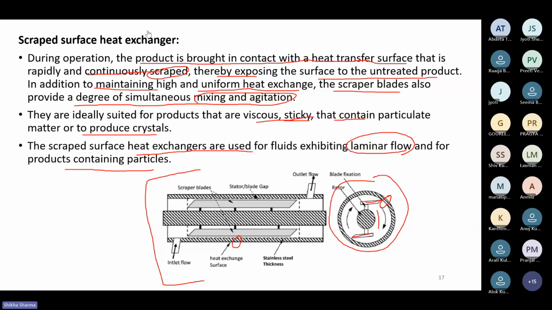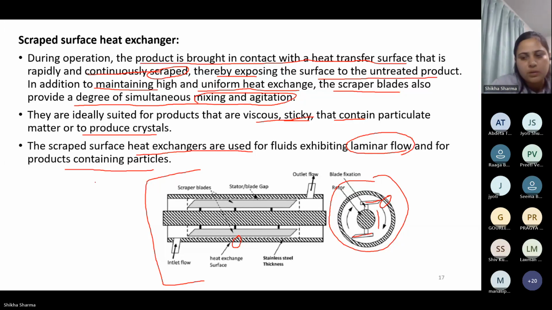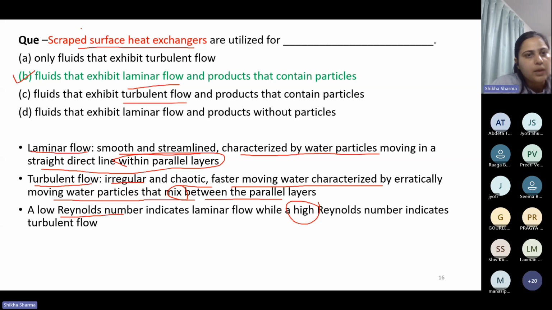So we have our option B as correct. It is used for laminar flow, not for the turbulent flow, and it is used for the products which contain particles and not for the products which do not contain particles. Is it correct or clear? Can we move to the next question? Yes, ma'am.